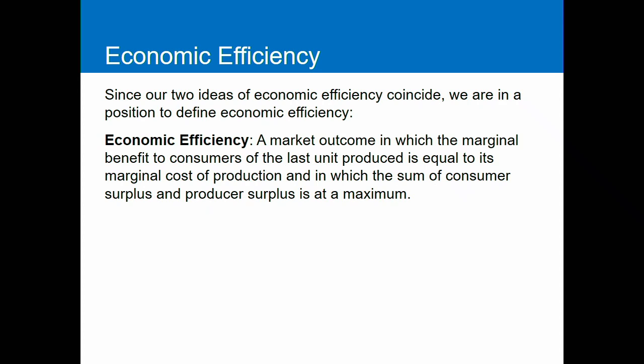So economic efficiency, this thing we get at equilibrium, is the market outcome where the marginal benefit to consumers of the last unit that's being produced is equal to the marginal cost of production, and where the sum of producer and consumer surplus is at its maximum. So economic efficiency is both of these things, marginal benefit and marginal cost, and consumer and producer surplus. They're both happening at the same time.